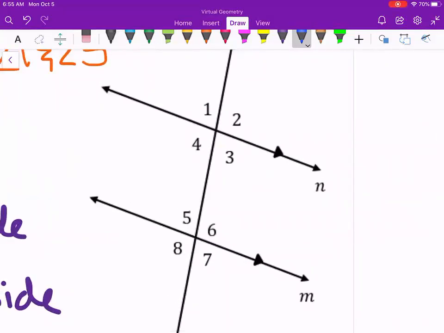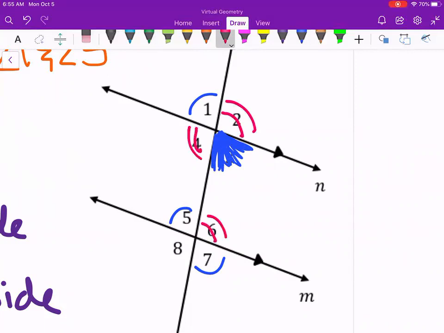Let's say I'm looking at angle 3 for a second. Let's say we were to classify that as acute, right, or obtuse, this would be an acute angle. So it's got to match up with your other acute angles, which would be angles 1, 5, and 7. All the acutes have to match up when your lines are parallel, just like all the obtuse ones have to match up when your lines are parallel.